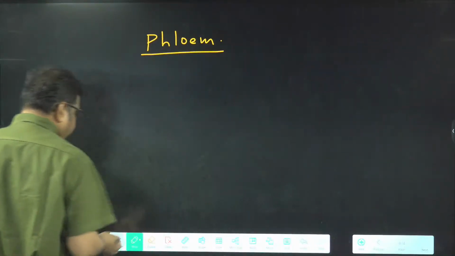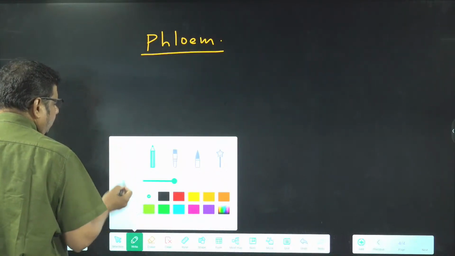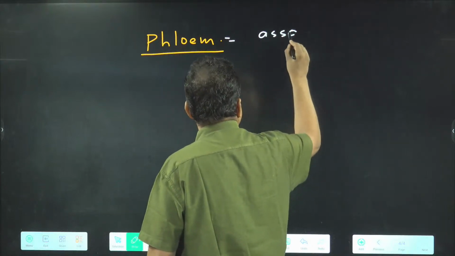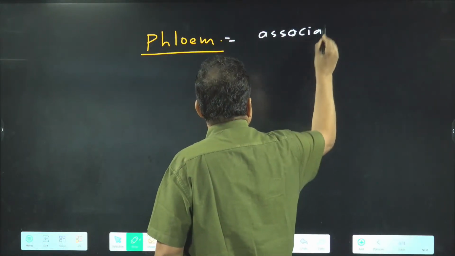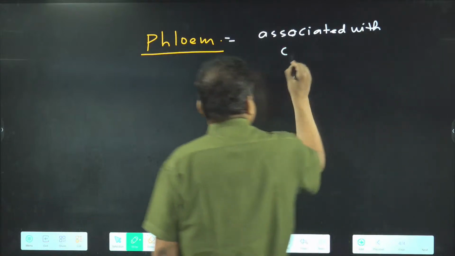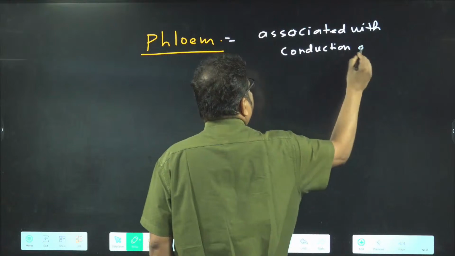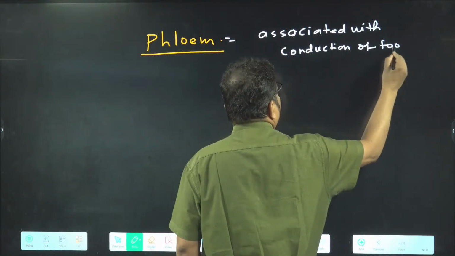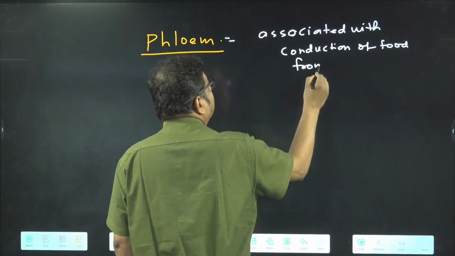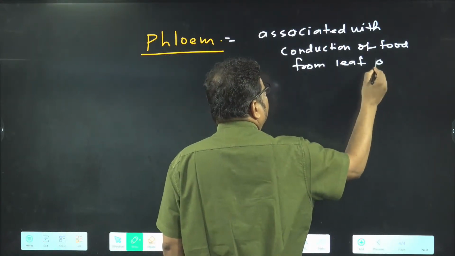Phloem. You better know phloem is associated with conduction of food. Conduction of food in plant, and from where to where? From leaf to other part. I am writing very non-technical right now. Leaf to other part.